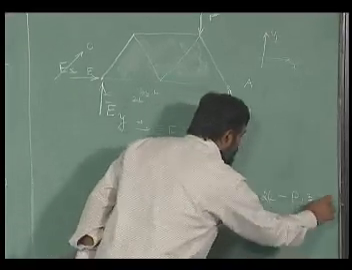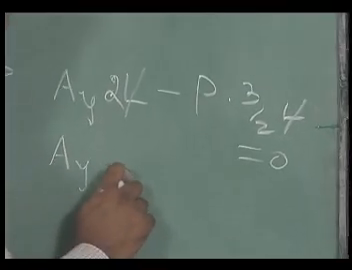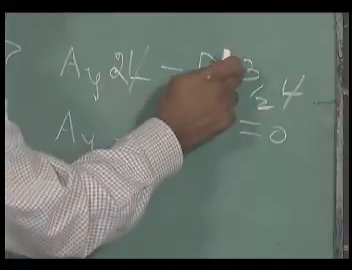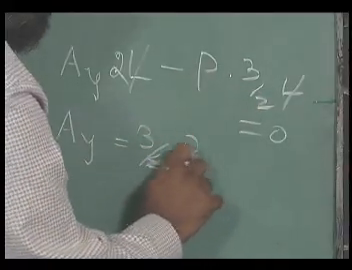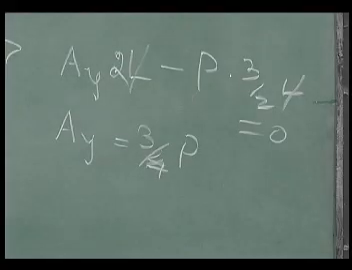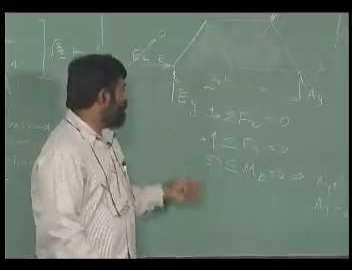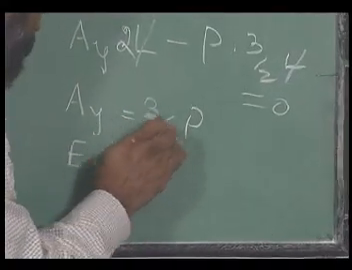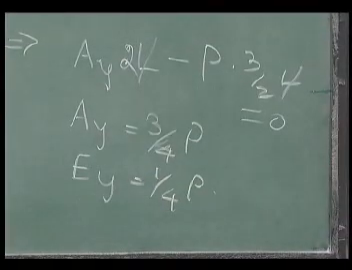I can cut off L, net result will be AY equal to P times 3 by 4, so 3 by 4 P. Okay. Since AY plus EY should be equal to P, EY will automatically be 1 by 4 P, and this is pretty clear.